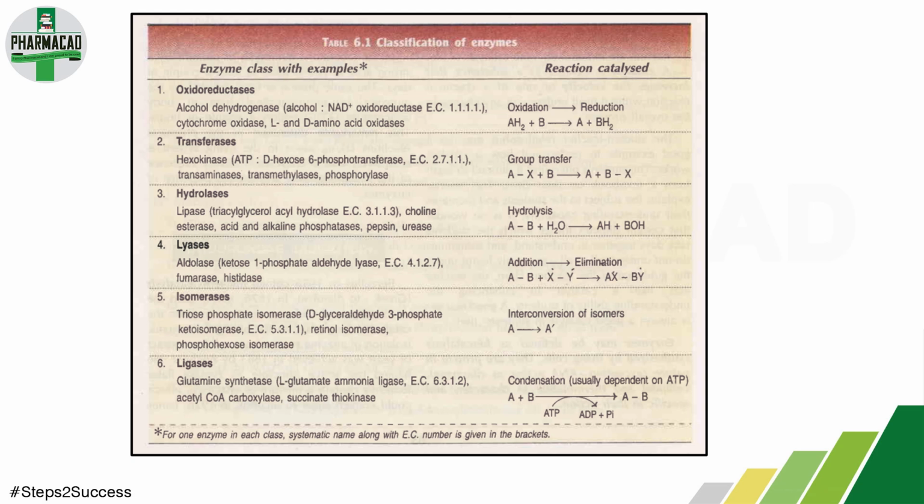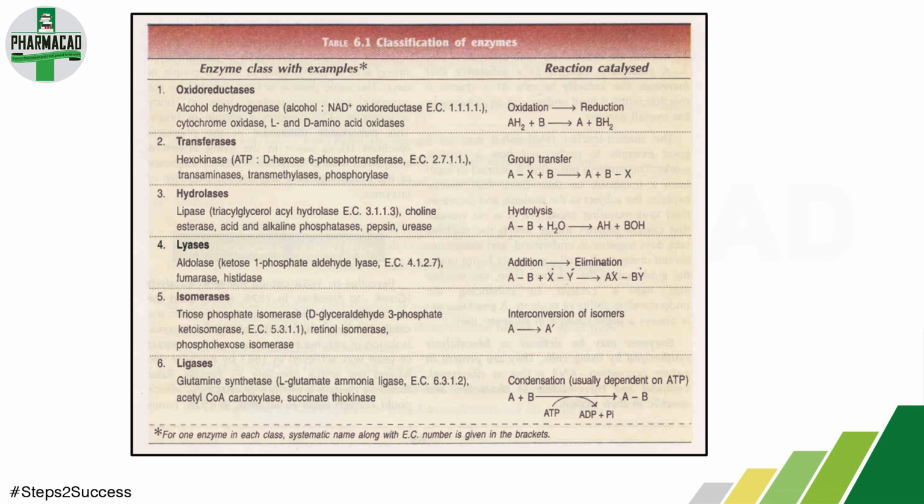As we know, isomers are molecules or compounds with an identical molecular formula. So, to carry out the interconversion of isomers, isomerase enzymes are used. The sixth one is ligase, which is responsible for condensation reactions. And examples of ligase are glutamine synthetase, acetyl CoA carboxylase, etc.